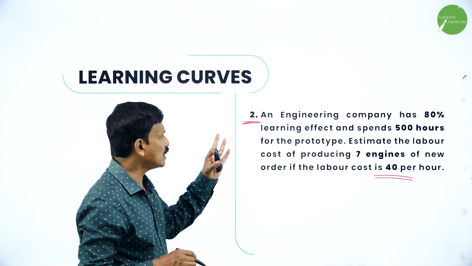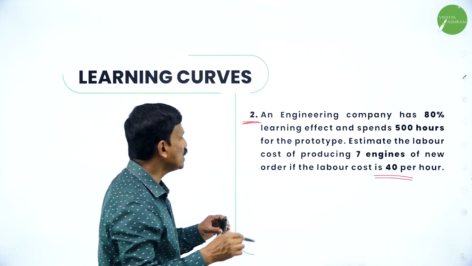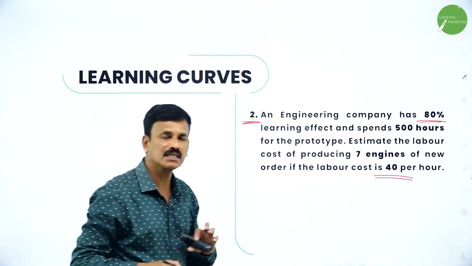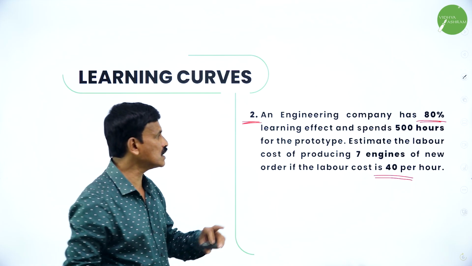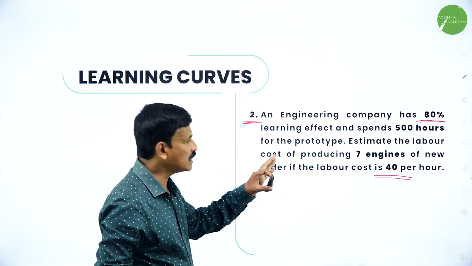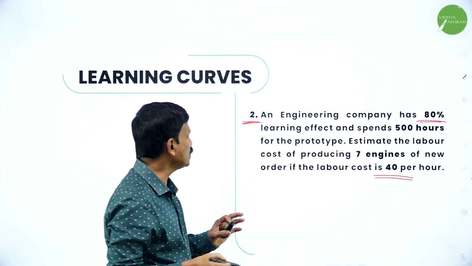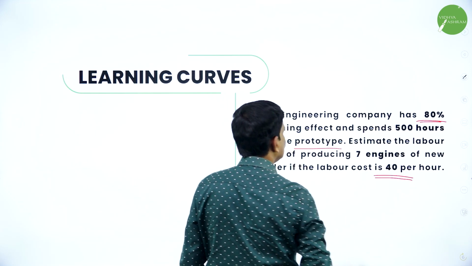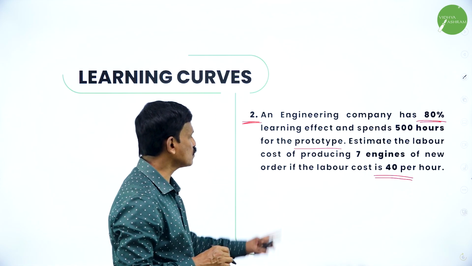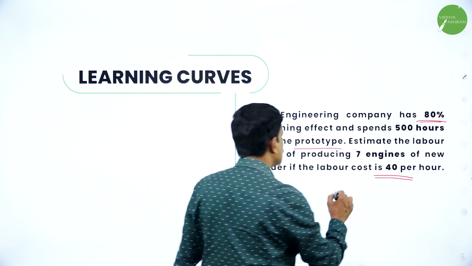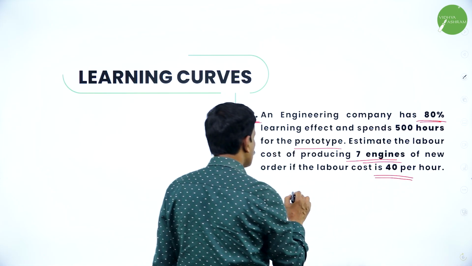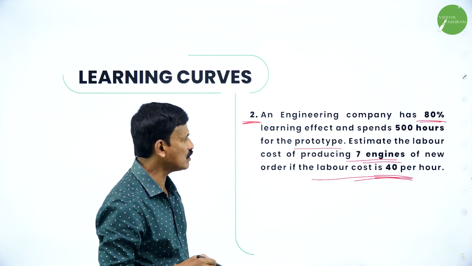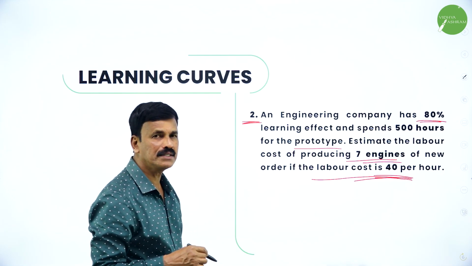Now here, what is given? An engineering company has 80% of learning effect. So here 80% of learning effect. The previous problem is 90%. So 80% of the learning effect and spends 500 hours for the prototype. Estimate the labor cost of producing how many engines? 7 engines of new order. What is the labor cost? The labor cost is rupees 40 per hour.